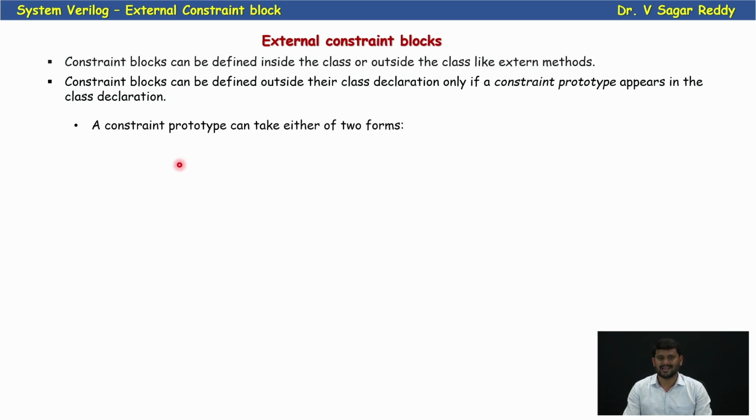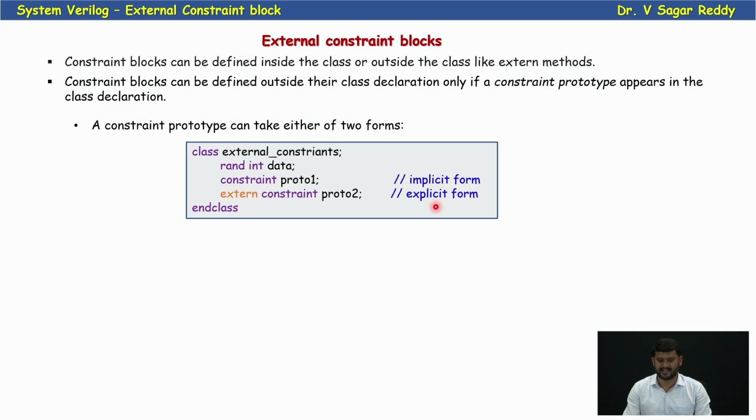Now that constraint prototype can take either of two forms: implicit and explicit. Here is the class name, with a random variable. Now the constraint keyword and prototype 1. If you want to declare this constraint as explicit, then we can use extern constraint prototype 2. There are simply two ways we can prototype these constraint blocks.